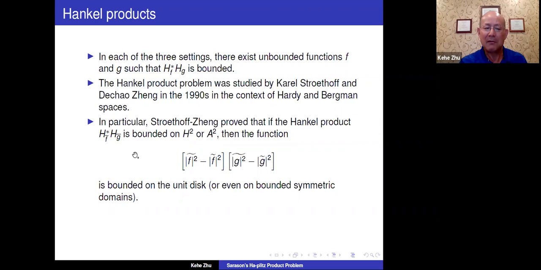And so Stroethoff and Zheng proposed this conjecture for H2 and A2, and they also showed that in the case of the disk, and also I think in the case of the unit ball, if this operator is bounded, then this function is indeed bounded. So they actually have one half of the conjecture. And later on, people also generalized this to bounded symmetric domains, and I think also to strongly pseudoconvex domains in higher dimensions.